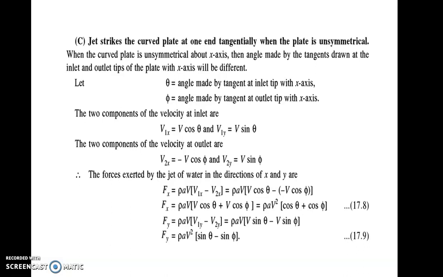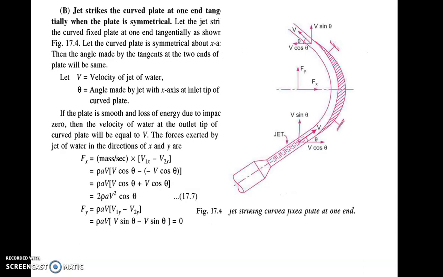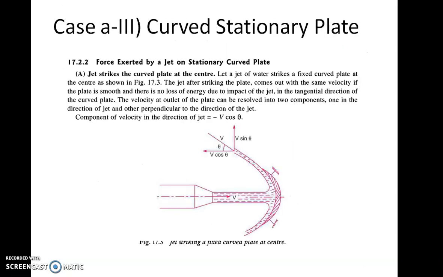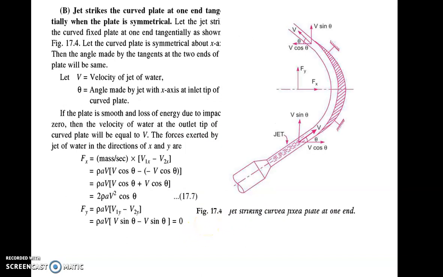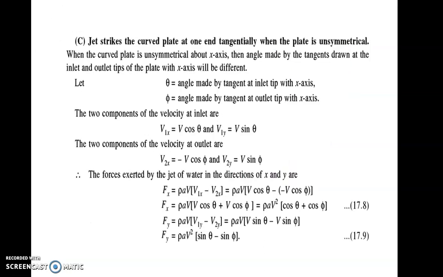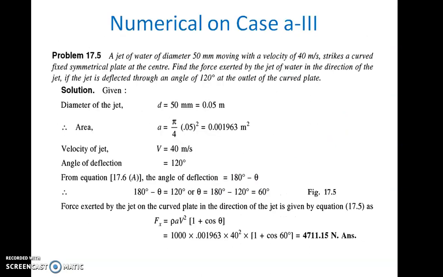It's very simple. But generally for centrally striking jet, you remember the formula which is asked generally: Fx is given by rho a v square (1 plus cos theta). Okay, and for tangential, only 1 is replaced by cos theta, so it is plus cos theta. It is 2 into rho a v square cos theta, and for unsymmetrical it is cos theta plus cos phi. So this is for the curved plate.